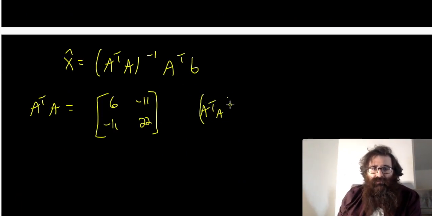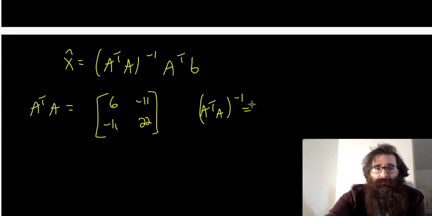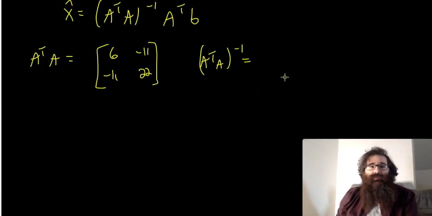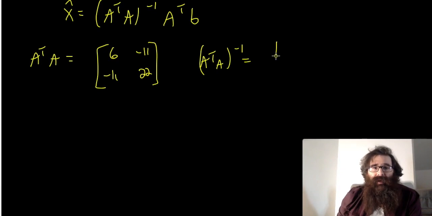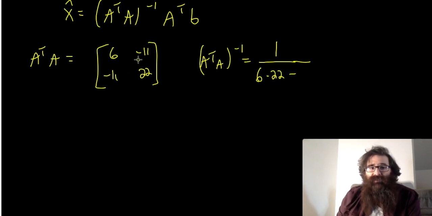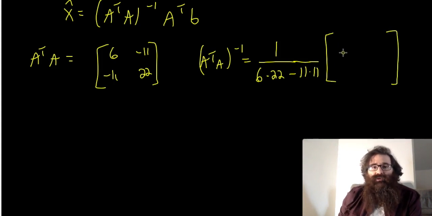Let's find the inverse of this matrix. Inverse of a 2 by 2, not so bad. I want 1 over my determinant. My determinant is 6 times 22 minus negative 11 times negative 11. So let me speed this up a bit. A negative times a negative is the same as 11 times 11, because the signs are going to cancel anyways. And that's going to be distributed into the following rearrangement of my original matrix.